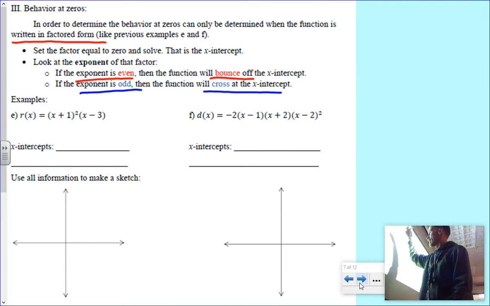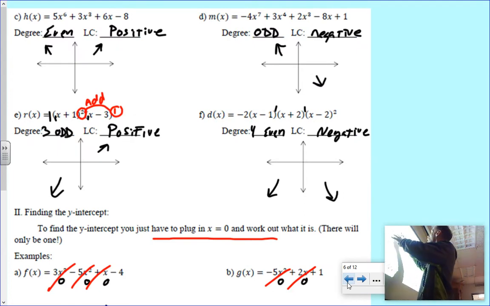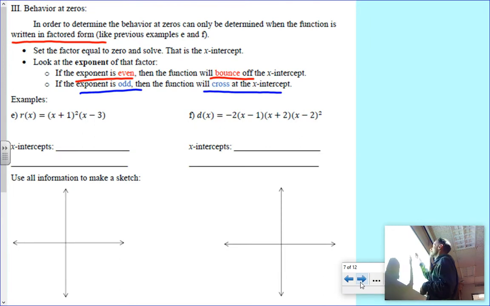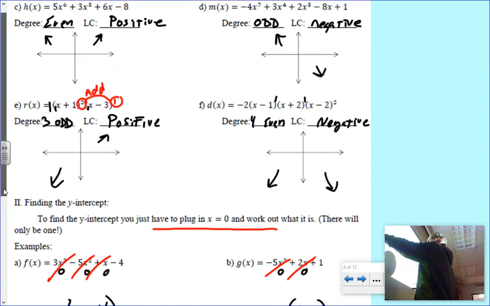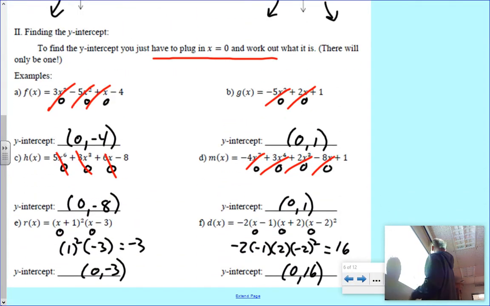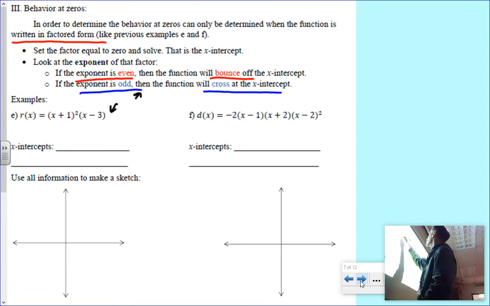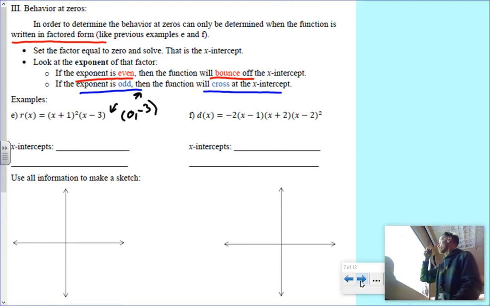So on this example, again, same one I've been using. In fact, I'm going to go back real quick. So on that example E, we know our end behavior was down and then up. I'm going to jot that down here. So I know down and then up. And I also knew that my y-intercept was at -3. Okay, because I'm going to use that when I go sketch the whole curve.